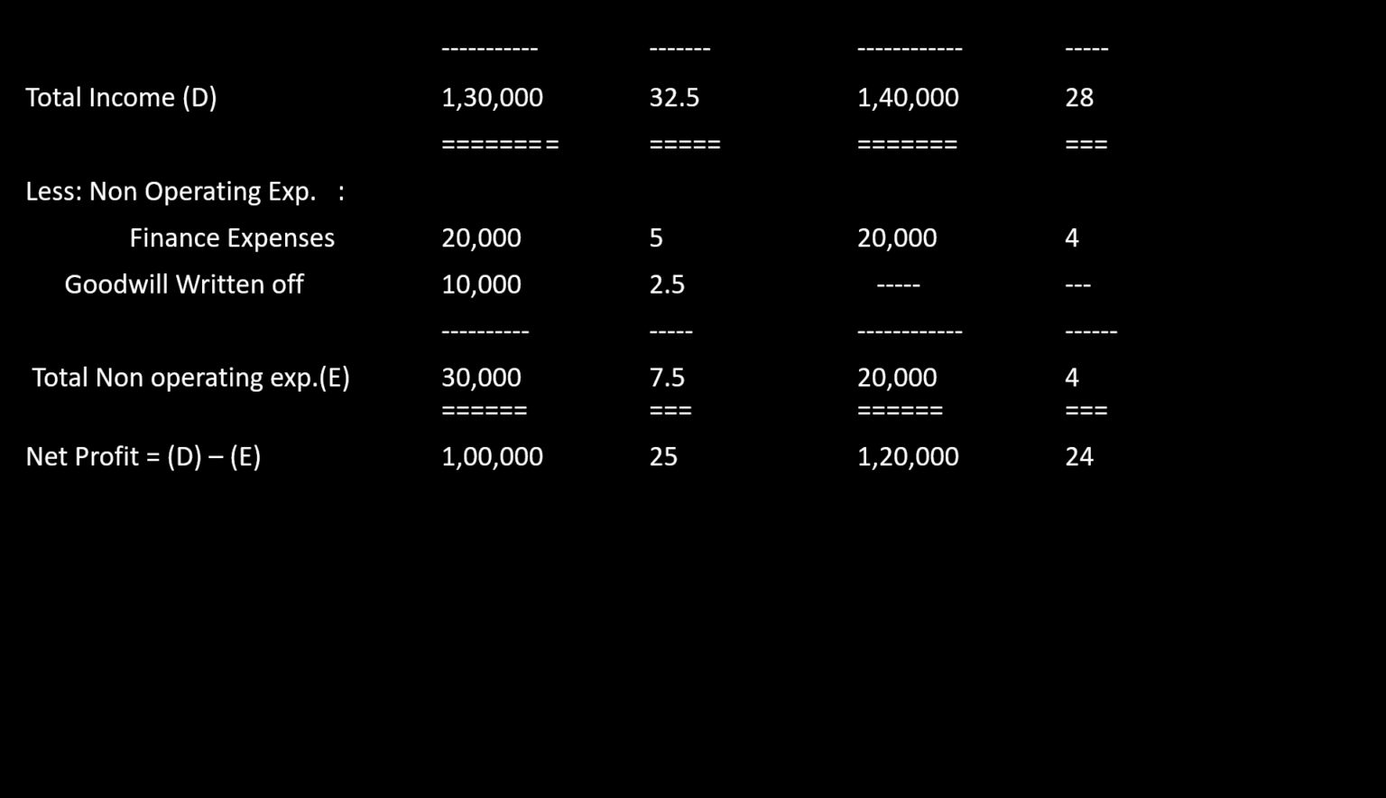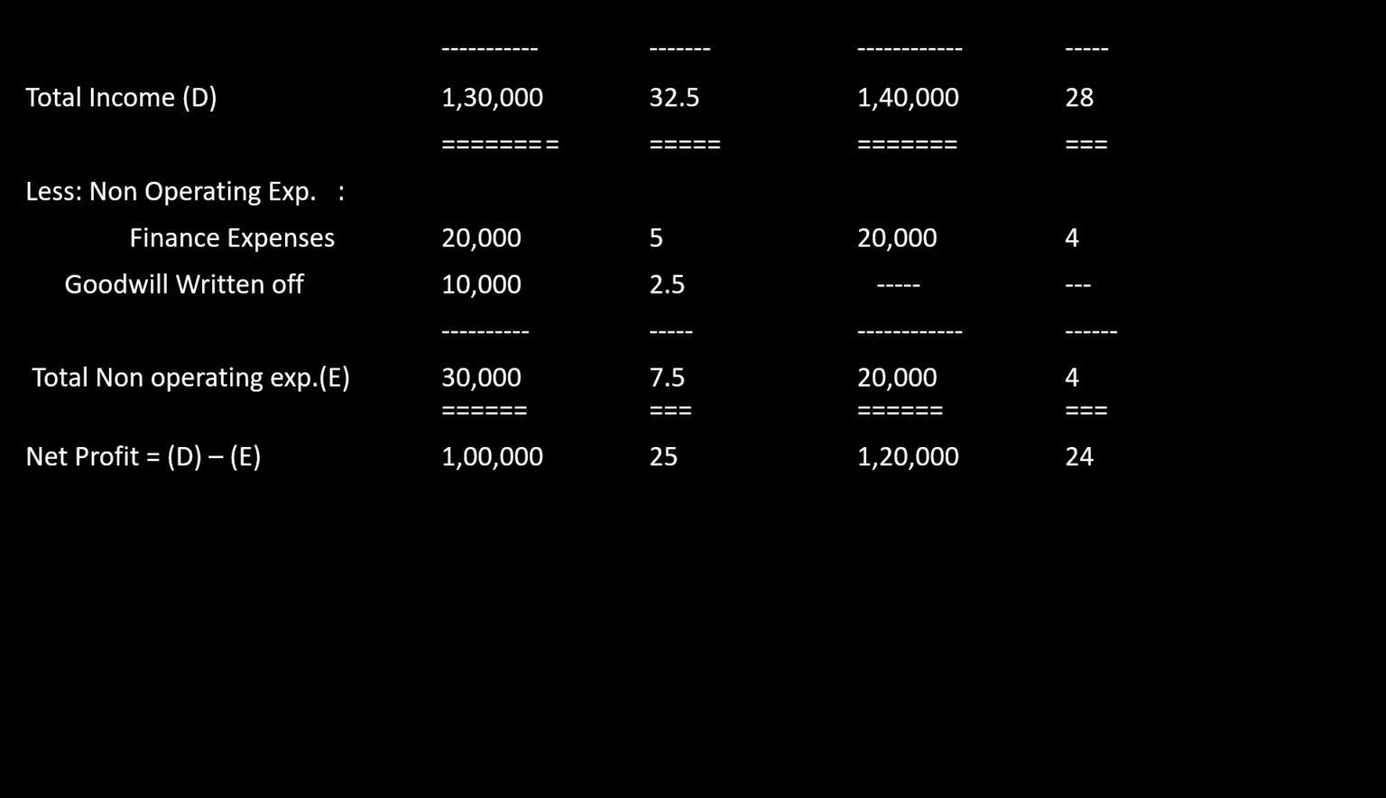Now 1,30,000, 32.5, 140, 28. Now non-operating expenses. There are 2 non-operating expenses here: finance expenses and goodwill written off. Finance expenses 20,000, 20,000 by 4 lakh into 100. Then 10,000 by 4 lakh into 100. Then the total of non-operating expenses, 30,000, 30,000 by 4 lakh into 100. My net profit is 1 lakh, that is 1,30,000 minus 30,000. That is, total D minus total E will give me net profit 1 lakh. So 1 lakh by 4 lakh into 100, that is 25%.